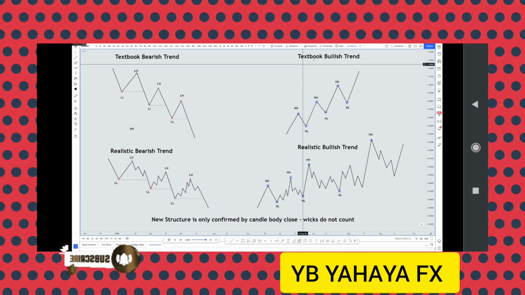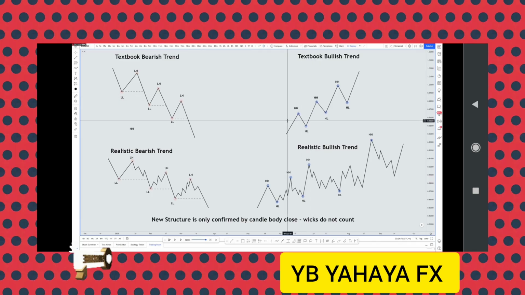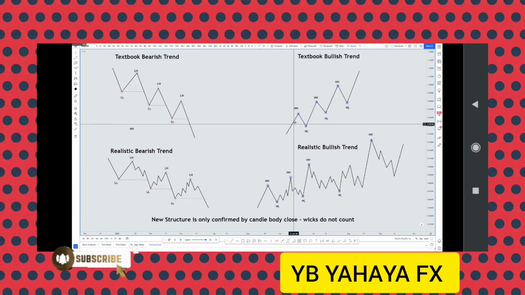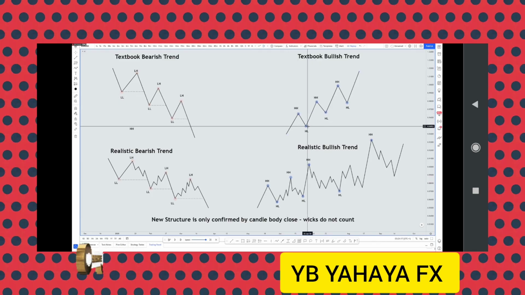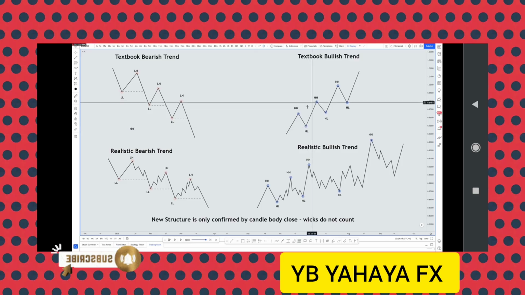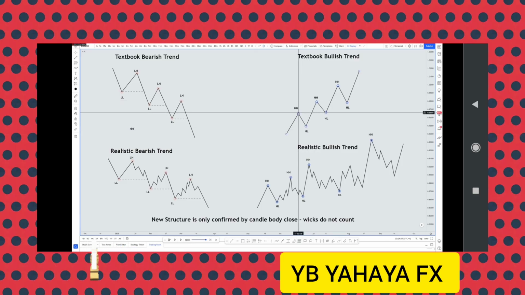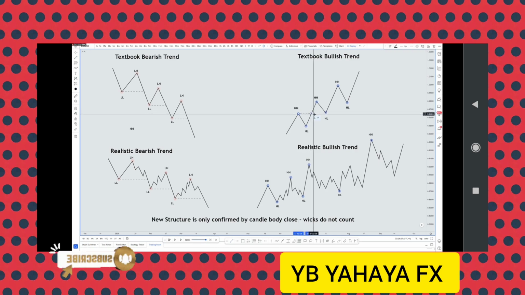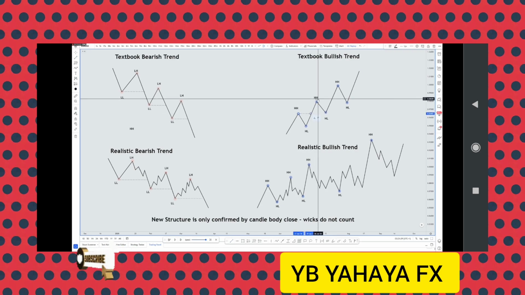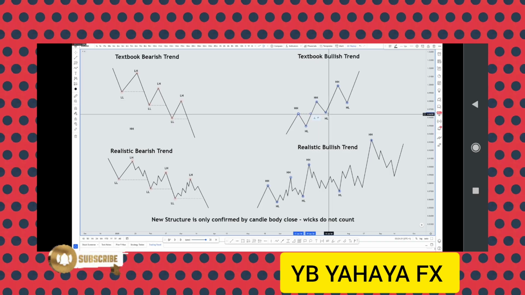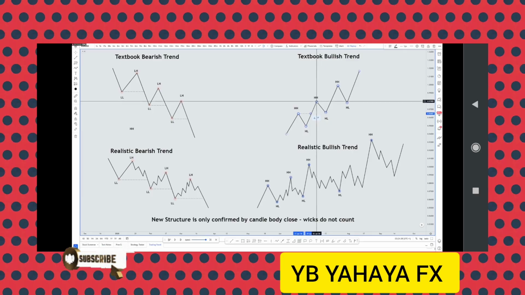So on the bullish side of things, we have a higher low, a higher high, and another higher low. We then put in another higher high. So once this high is taken, we create new structure. Another higher high is created. This higher high now pulls back, creates a new higher low, and another impulse to the upside gives us a new higher high.